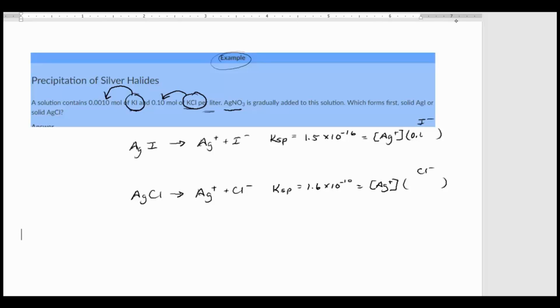So now we need to solve for the concentration of our silver. And what we're going to do is find at what concentration of silver will the precipitate start to form. So when I do this arithmetic, I get 1.5 times 10 to the negative 13 for the iodine. And for the chlorine compound, I get a concentration of 1.6 times 10 to the negative 7. So because this concentration is so much less, the silver iodide is going to precipitate first.